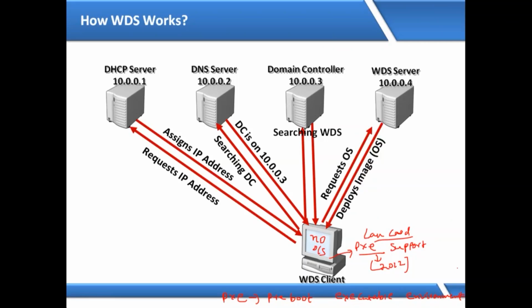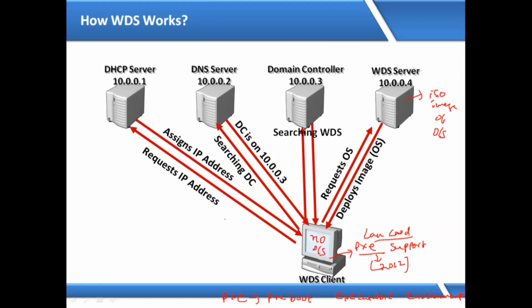While configuring the WDS server, we will be creating a partition. In that partition, we keep the ISO image of the operating system which we want to deploy, so that OS will get installed here. That is the reason we need DHCP, DNS, and domain controller. DHCP assigns the IP address to make this client part of the network. DNS helps the client in locating the DC. The DC is required to connect it to the WDS. Now the WDS will deploy the OS.